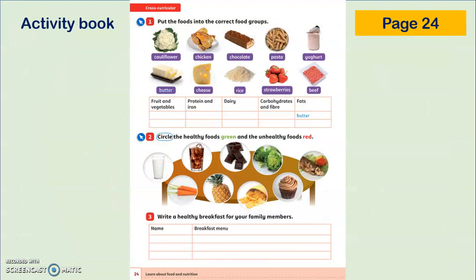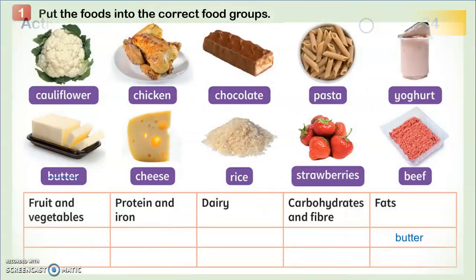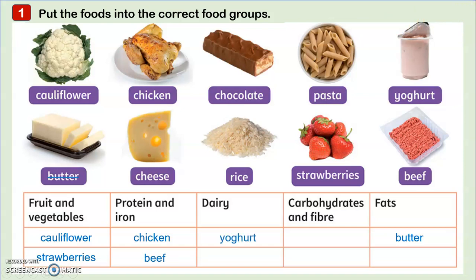Okay, look at this. Now we are going to work in the activity book, page 24, and you are going to put a fruit in the correct food groups. Okay, let's start now. What about fruit and vegetables? That's right, cauliflower and strawberries. Very good. What about protein and iron? Yes, chicken and beef. Very good. What about dairy? Yes, yogurt and cheese. Very good.